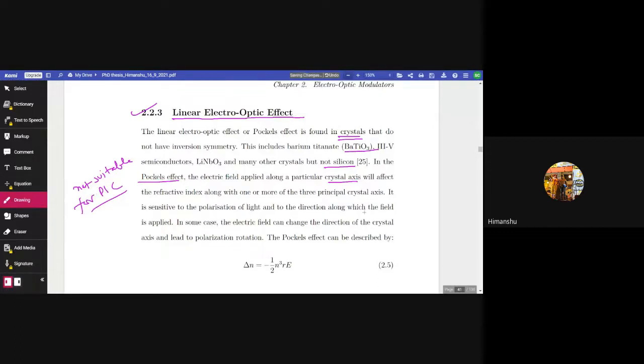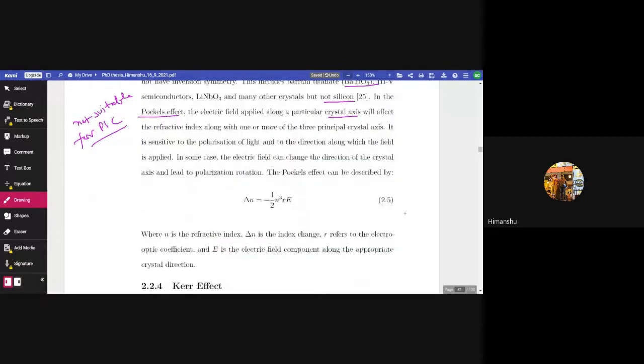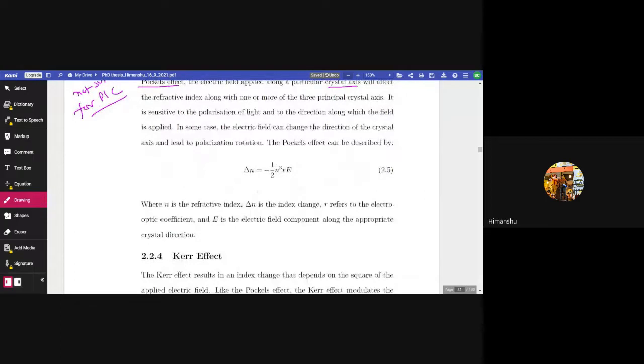The Pockels effect can be described by delta n equals minus 1 by 2 n cube r E, where small n is the refractive index, delta n is the index change, r refers to the electro-optic coefficient, and capital E is the electric field component along the appropriate crystal direction.